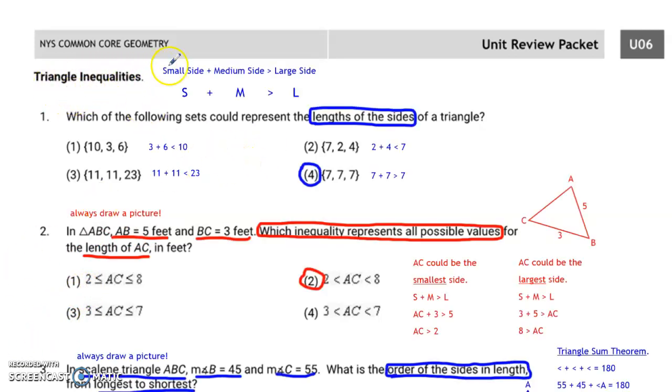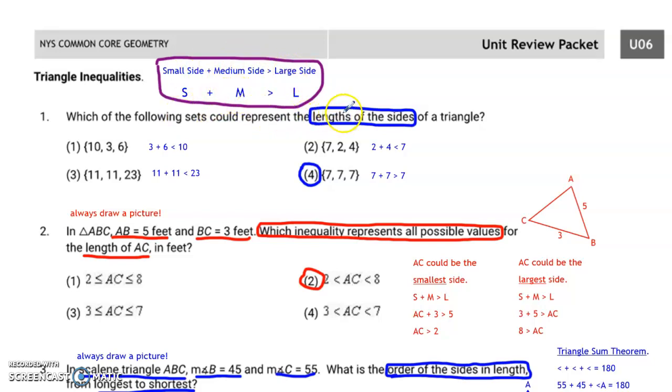The first triangle inequality that you need to know is this one. It tells us that the small side plus the medium side of a triangle always has to be bigger than the largest side of the triangle. It happens with every single triangle. This is a fact of not just geometry, but reality. Small side plus medium side has to be greater than the larger side.